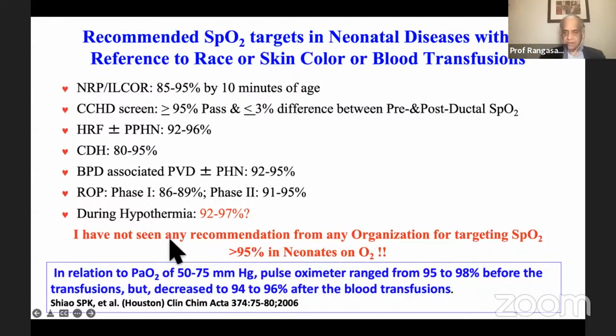I have not seen any recommendation from any organization for targeting saturation more than 95 or 96 in newborn babies on supplemental oxygen. There's another paper published in 2006 by Xiao et al. In relation to PaO2 of 50 to 75 millimeters of mercury, pulse oximeter saturation ranged from 95 to 98 before their blood transfusion, but decreased to 94 to 96 after the blood transfusion. So if the baby still has fetal hemoglobin, you may accept that saturation may be reading 95 to 98.